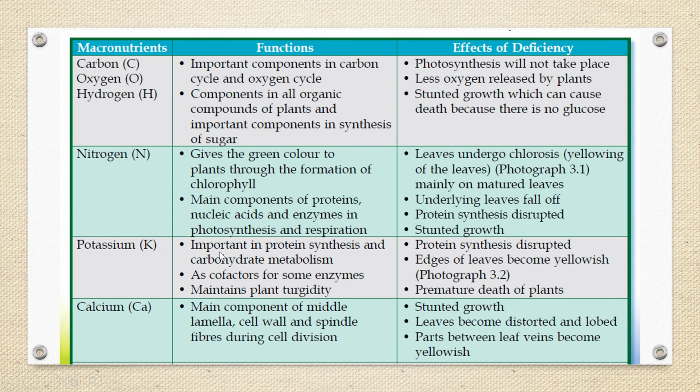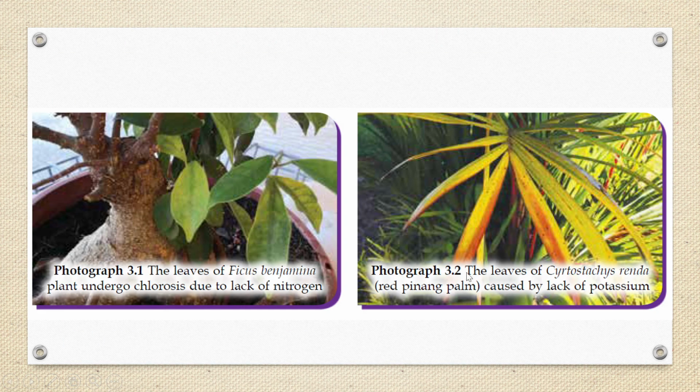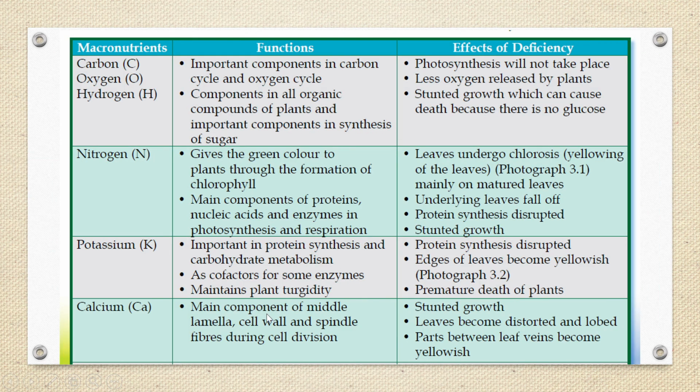Okay, same goes to potassium, which is also important in protein synthesis, carbohydrate metabolism, cofactors for some enzymes, and maintaining plant turgidity. Okay, so for the effects, you have to take the opposite of the function. So for example, without sufficient potassium, protein synthesis is going to be disrupted, and the edges are going to appear yellowish. It's the edges of the leaf, tepi daun itu. So you look at this condition, very yellow, especially at the edges, it's because of the lack of potassium, a macronutrient. Okay, stunted growth, premature death of plants.